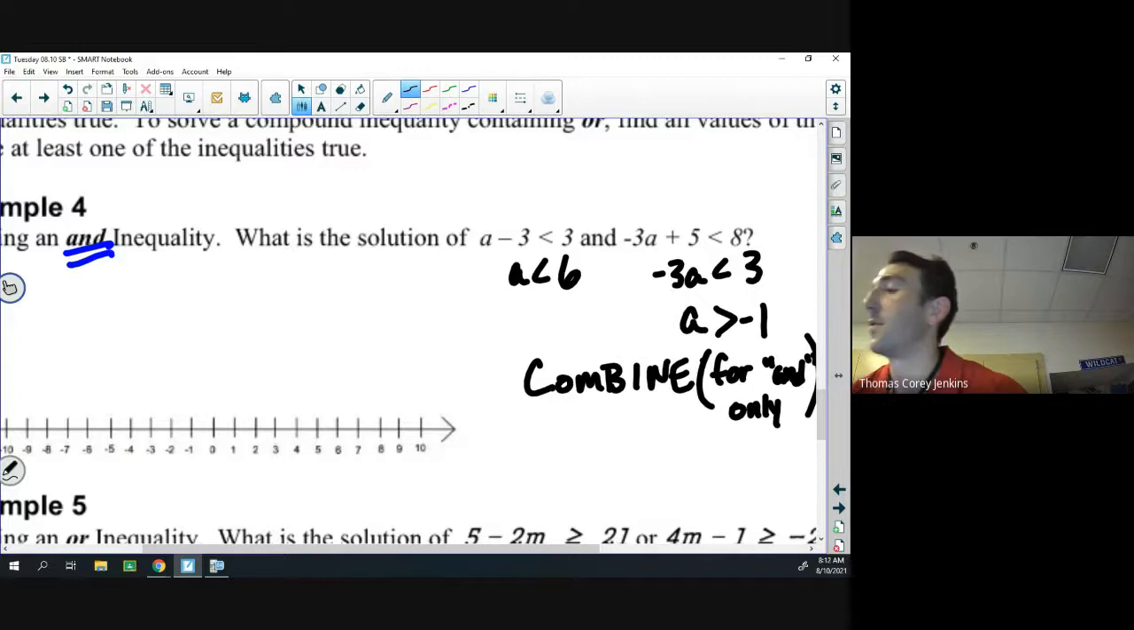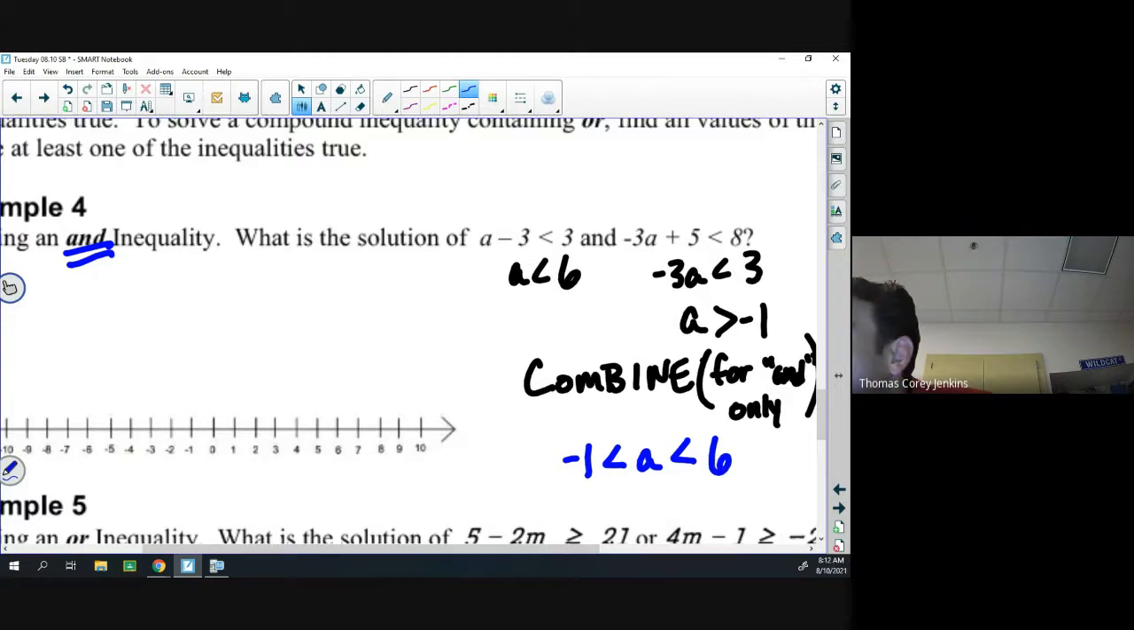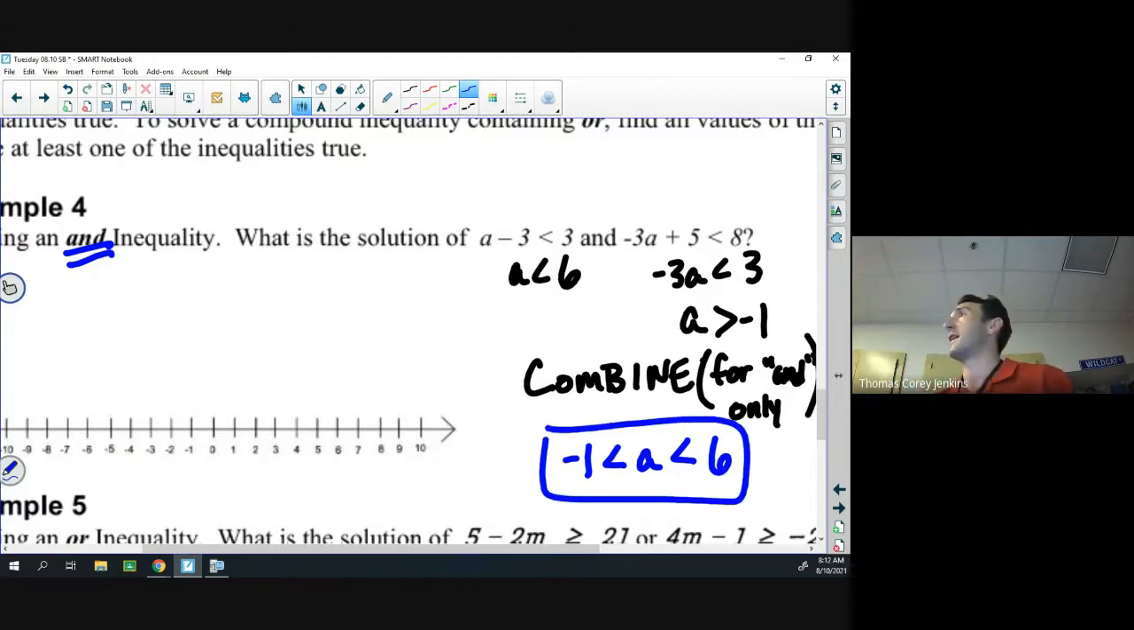In other words, you don't do this for an or one. All right, so what that looks like is basically your lower boundary always goes to the left. So we put -1 here, and then it's always less than your variable, and then your next one's less than or equal to, and then your upper boundary. Okay, so that's how you express your final answer on an and.